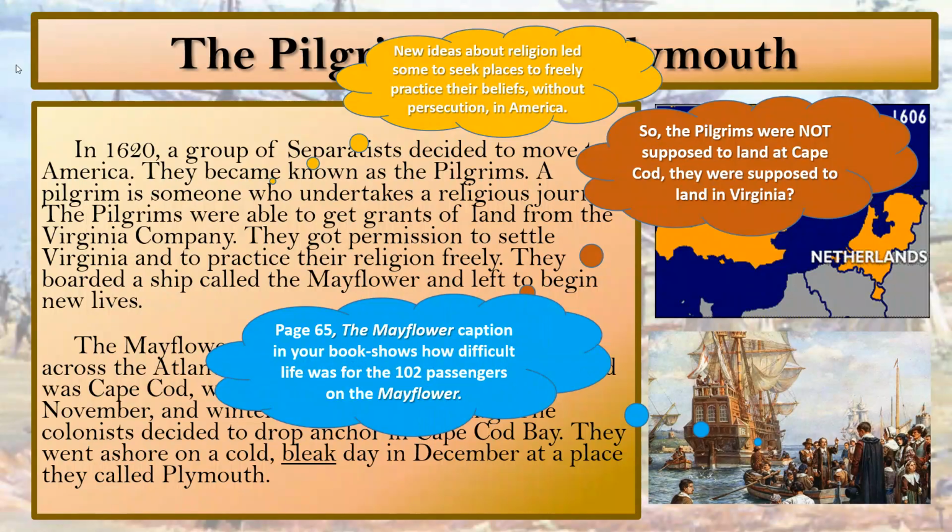It shows you how difficult life was for the 102 passengers on the Mayflower. I mean, look at that ship, right? Most of the crew slept in tiny cabins in what's called the forecastle, which served as the ship's kitchen as well. So these people are cramped on this thing. And you can even see pictures of people on the ship. You can imagine how this was.